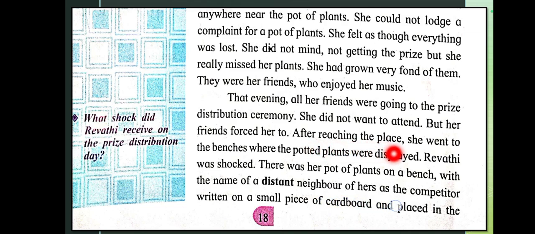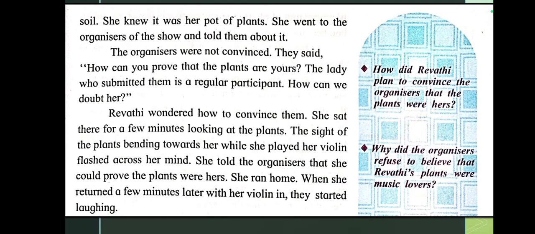After reaching the place, she went to the benches where the potted plants were displayed. Revathi was shocked. There was her pot of plants on a bench with the name of a distant neighbor of hers as the competitor written on a small piece of cardboard and placed in the soil. She knew it was her pot of plants. She went to the organizers of the show and told them about it.